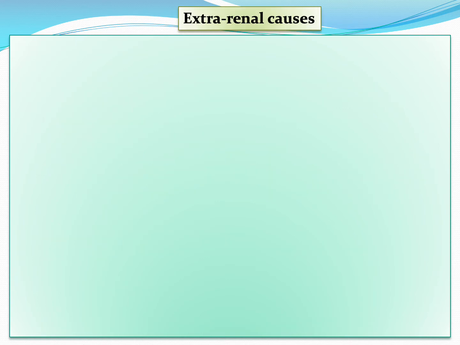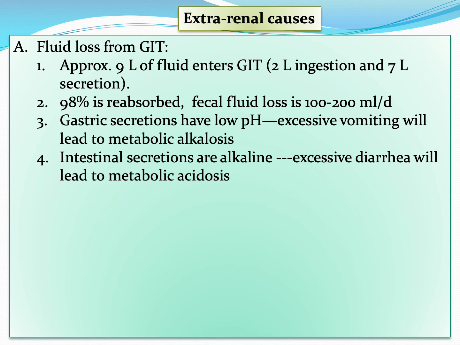Let's look at the extrarenal causes. Now we have fluid loss from the GIT. Approximately 9 liters of fluids enter the GIT, 2 liters of ingestion and approximately 7 liters of secretion. 98% is reabsorbed, and the fecal fluid loss is around 100 to 200 ml per day. Gastric secretions have low pH. Excessive vomiting will lead to metabolic alkalosis. Now intestinal secretions are alkaline. Excessive diarrhea will lead to metabolic acidosis.